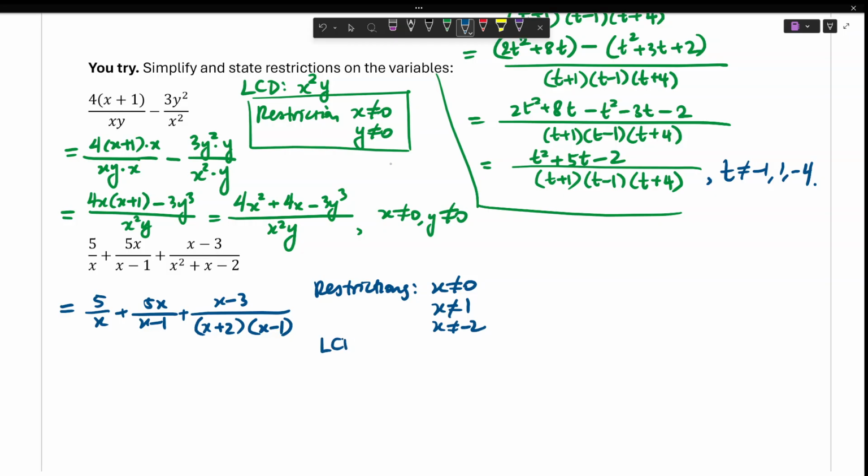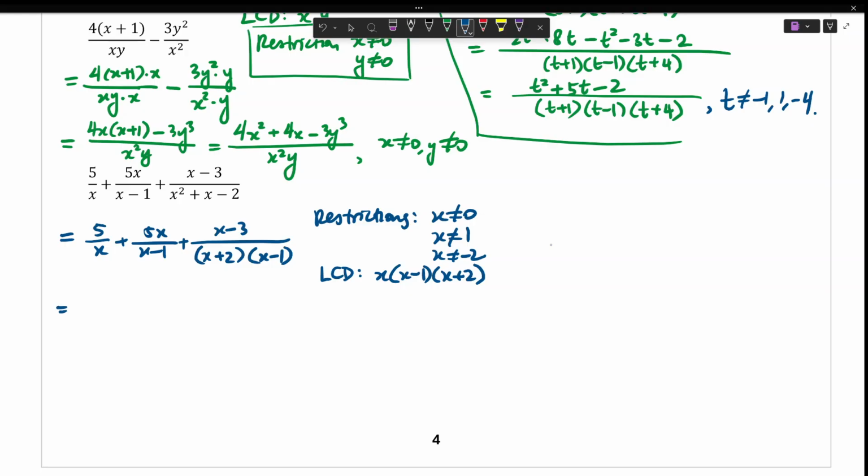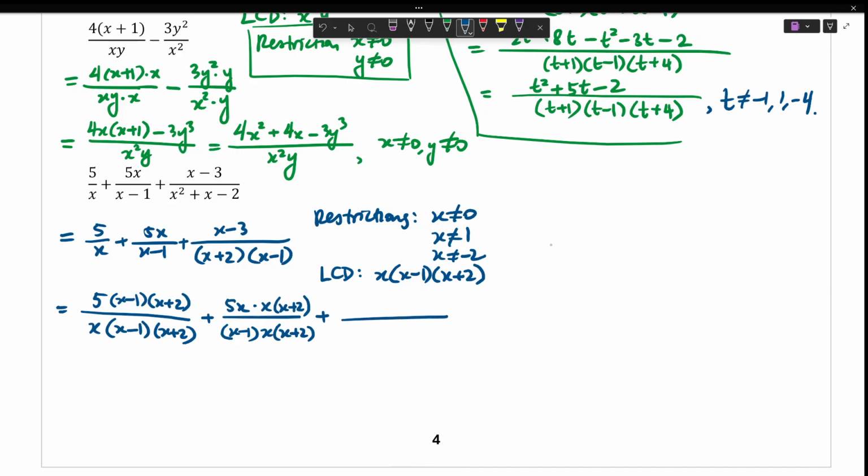We can also say something about our lowest common denominator. That's going to be x times x minus 1 times x plus 2. That has all the factors you need. You don't need anything more than that. So the first one we're going to need to multiply by x minus 1 times x plus 2. The second one, we're going to need to multiply by x and x plus 2. And the third one, we just need to multiply by x.